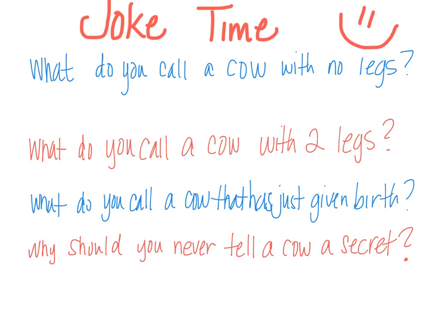So I went to the rodeo yesterday, so this made me come up with some cow jokes to tell for this video lesson. So here we go. What do you call a cow with no legs? You call it ground beef. What do you call a cow with two legs? Lean beef. And what do you call a cow that has just given birth? She's decaffeinated. And then the last one, why should you never ever tell a cow a secret? Because it goes in one ear and out the other.